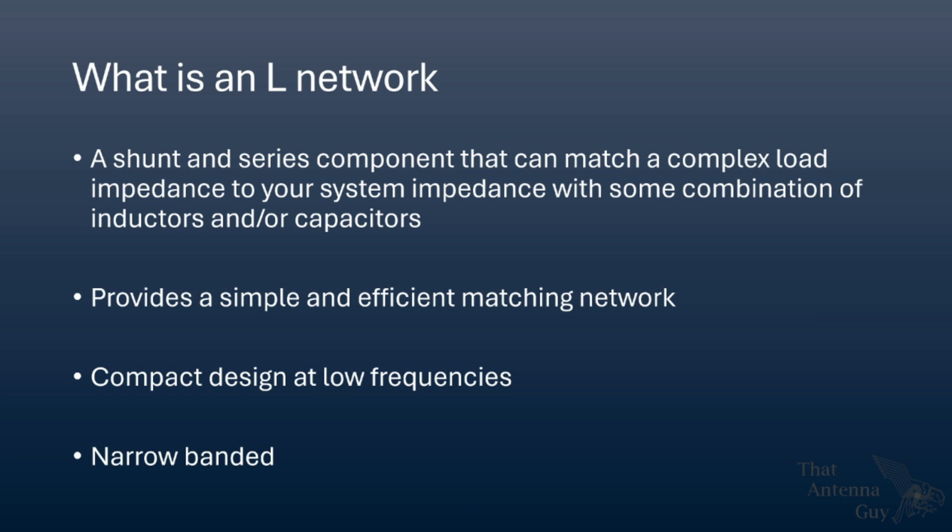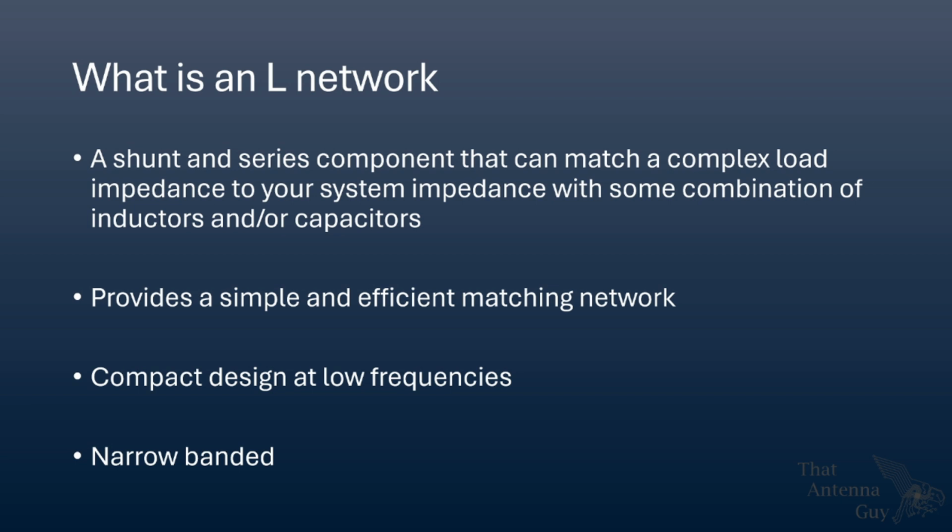So what is an L network? An L network is a matching network that uses a shunt and a series component, and it can match a complex impedance to your characteristic impedance with some combination of inductors and/or capacitors. It provides a simple and effective matching network, using only two elements, of course, and it creates a compact design at lower frequencies where wavelength dependent designs could become prohibitively large.